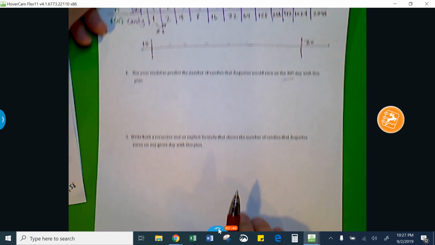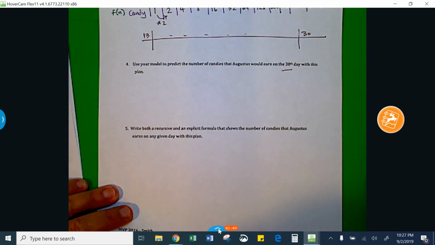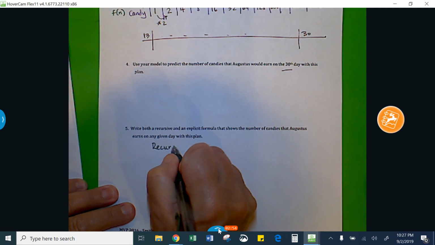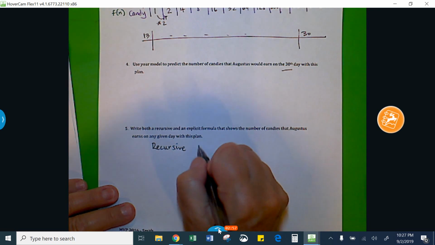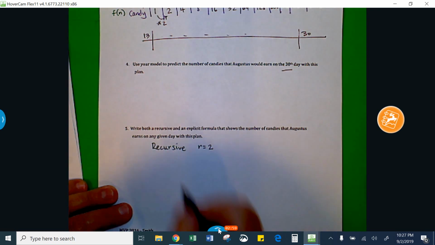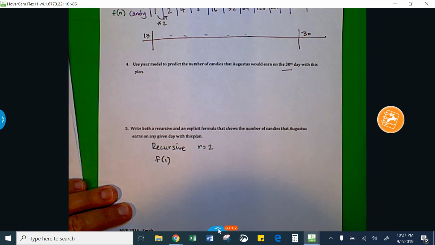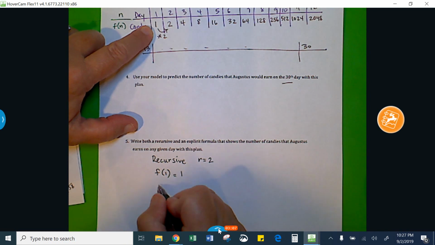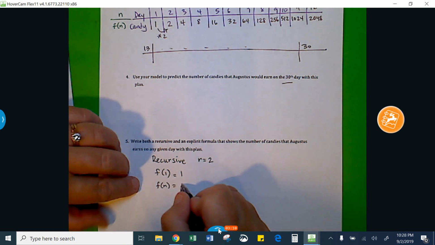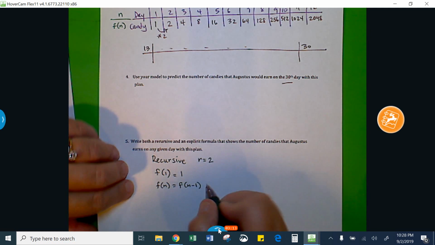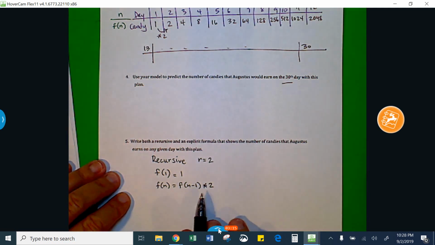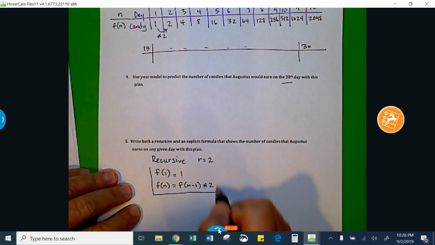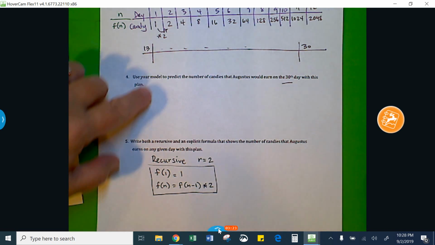So let's look at number 5, and it wants us to write a recursive and explicit formula. So that's what I'm going to do. Recursive first. And remember, r equals 2, it's a times 2. So we'll start with the first term, f of 1 equals how many pieces of candy? 1. And then f of n, which is the now term, equals the prior term, f of n minus 1, times 2. That's another way to do a multiplication, times 2. Still, that's not the best way to predict day 30.